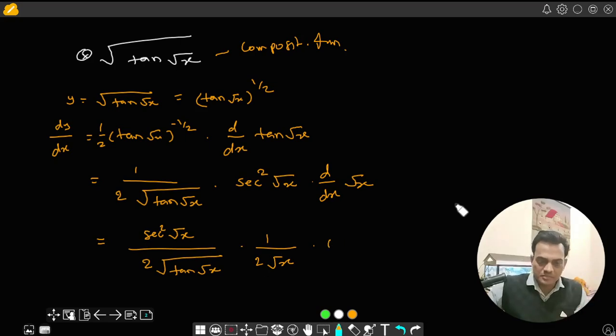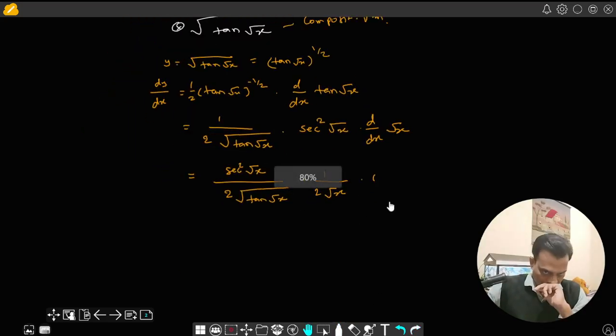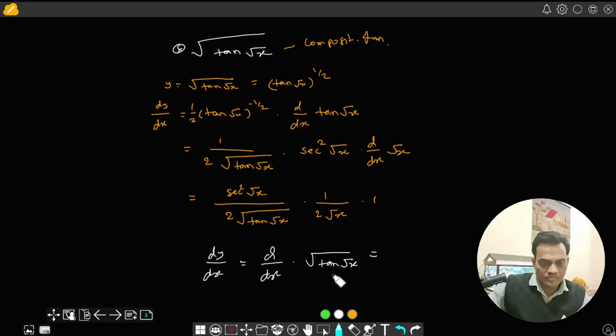So this will be our final output. So ultimately I can state that dy by dx in this particular case, which is equal to the derivative of this particular function with respect to x, is equal to sec square of square root of x into 2 into 2 is a 4, and again the square root of tan of square root of x into square root of x. So this is our final output.